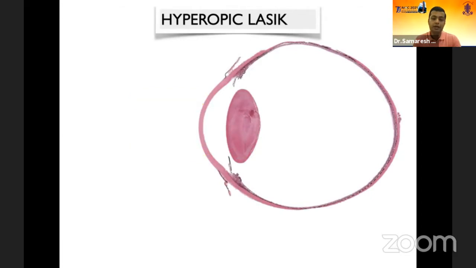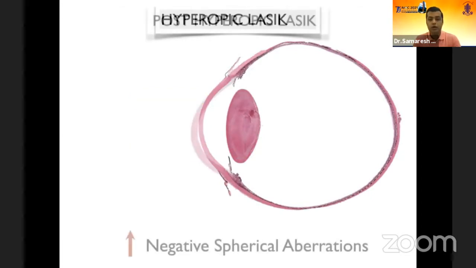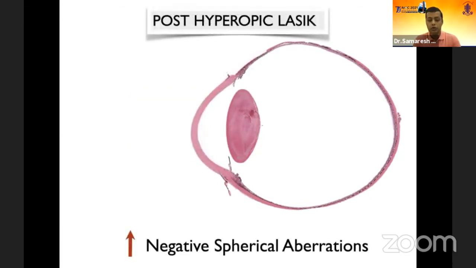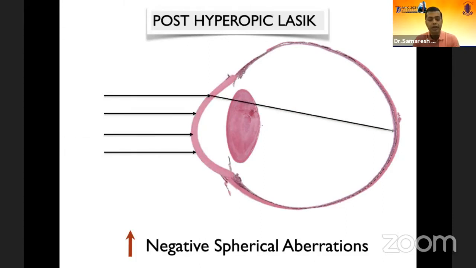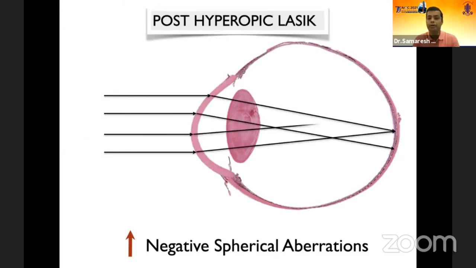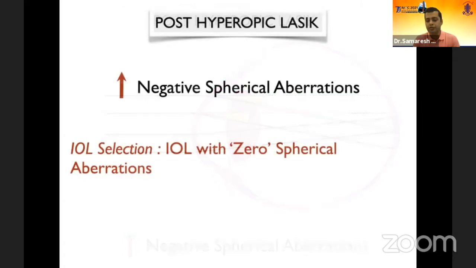Hyperopic LASIK is the exact opposite of myopic LASIK. So now you're ablating the mid-periphery. You are bumping up the central cornea, making it steeper, and you're landing up with negative spherical aberrations, which essentially simply means that your central rays of light are now going to bend more than peripheral rays of light. So your angle for the center is going to be more than the angle for the periphery, and thereby the exact opposite of myopic LASIK. So you need an opposite lens.